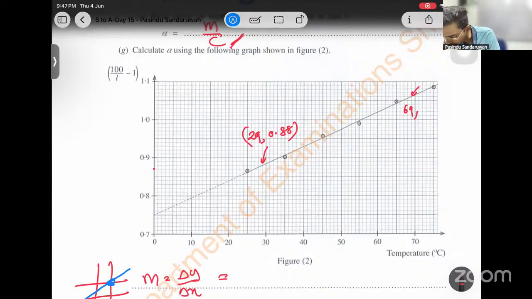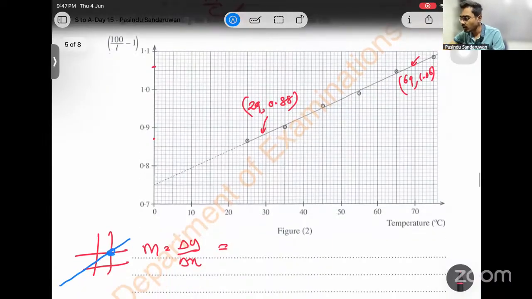Y is coming to here, 1 above this one, right here. That means 1 has come, and another 0.6, so 1.06. So the coordinates are 1.06.